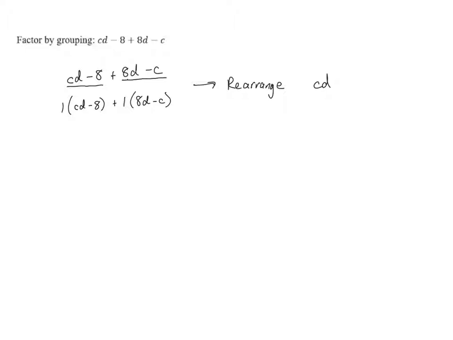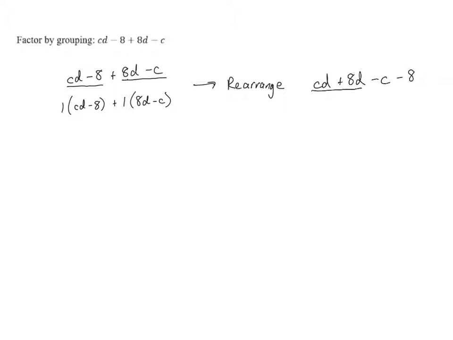Now, as far as the 2 variable terms, the 8D and the negative C, both of those are first degree, and so honestly, either one of those can go next. The one thing that has to happen, though, is that the constant term, negative 8, has to go at the end. So after the CD, I'm going to put the 8D first. So I'm going to write plus 8D, and then I'm going to put the minus C after that, and I'm going to put the negative 8 at the very end. And now we're going to try and regroup.